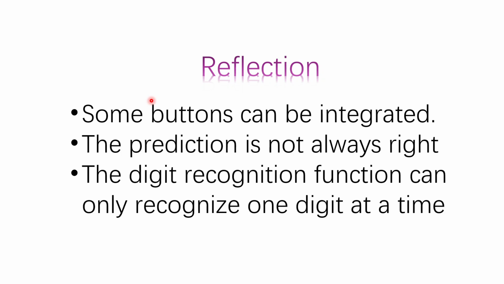There are some reflections. First, some buttons can be integrated, because if I want to add more buttons, maybe more emojis, there will not be enough space. So actually, some buttons can be integrated to save some space. Secondly, the prediction is not always right. Yes, there will be mistakes. Maybe the algorithm can be improved so that the model will be better. Finally, the digit recognition function can only recognize one digit at a time. If the function can recognize more digits at a time, it will be more useful.